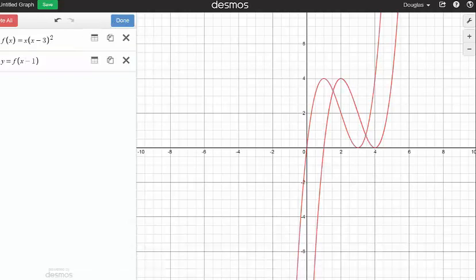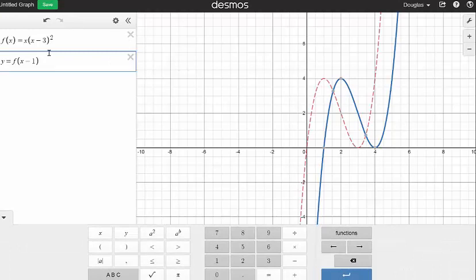And let's go ahead and change the color so it stands out a little bit more. And we'll make the original function be dashed so it's even more obvious. Alright. And so you can see here we've got everything shifted to the right by 1 unit. That's because we're subtracting 1 from here. And so note this is still in line with our new axis.